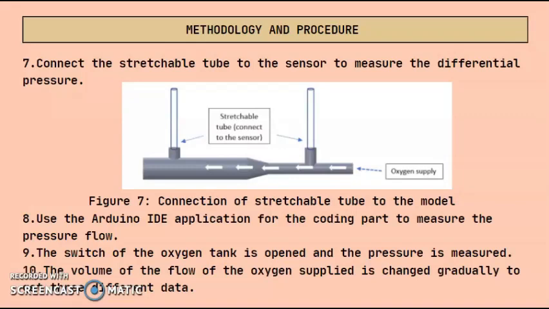Then the switch of the oxygen is opened and the pressure is measured. The volume of the flow of the oxygen supply is changed gradually to get three different data.